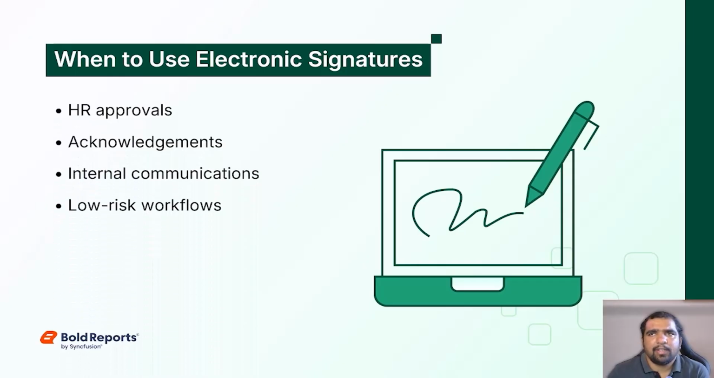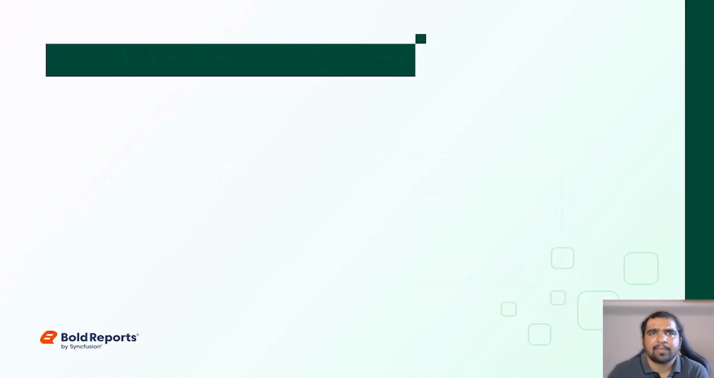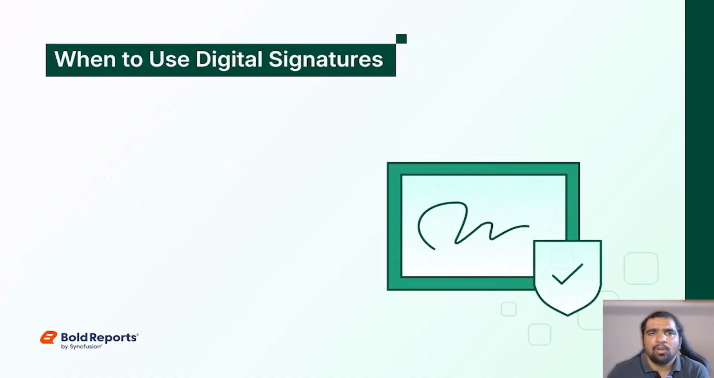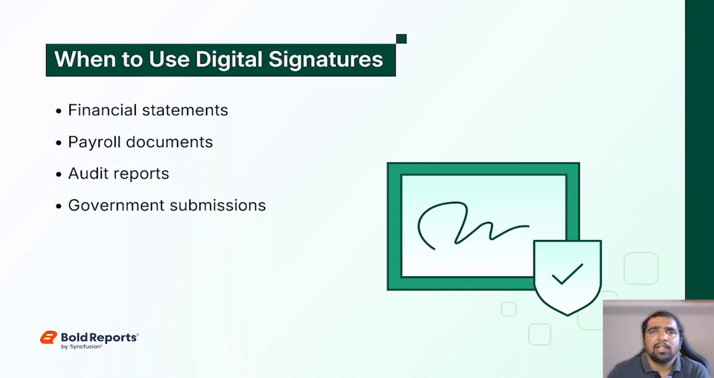Electronic signatures are fine for low risk scenarios, for example, HR approvals, acknowledgments, or internal communication. Basically, anywhere security is not a major concern, we use electronic signatures. For high risk, sensitive data documents, digital signatures are the right choice. This includes financial reports, payroll documents, audit reports, and government submissions.